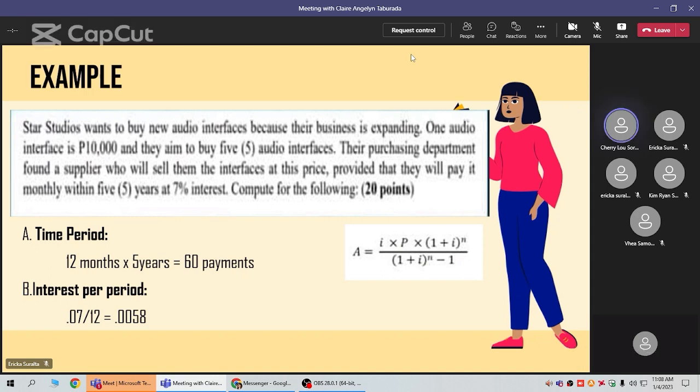Aside from that, we have the interest per period. The interest is 7%. So 7% is an annual rate, but we have to allocate it every month. So we are going to identify how much interest is applicable every month of payment. So 0.07 or 7% divided by 12 months equals 0.0058. Actually, that is already rounded off.